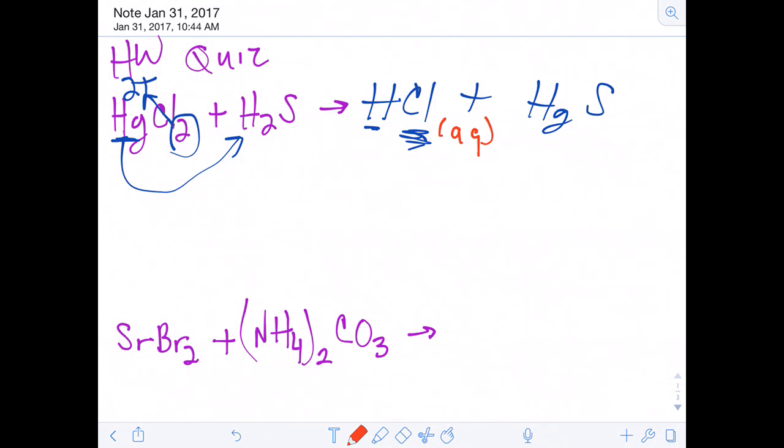NH4. What's NH4 called? NH4 plus. It's a polyatomic ion. What's it called? Ammonium. What's ammonia? What's the formula for that? NH3. Really good.